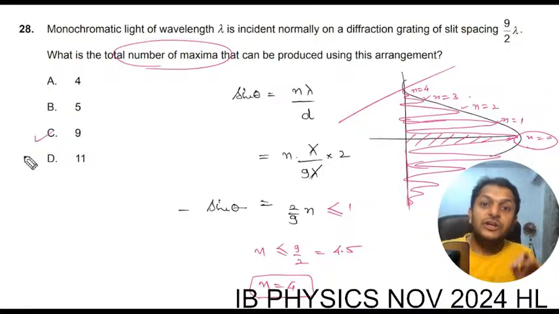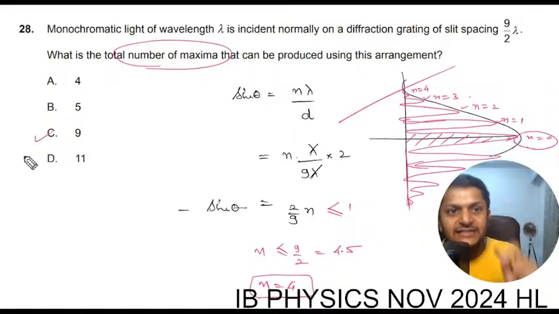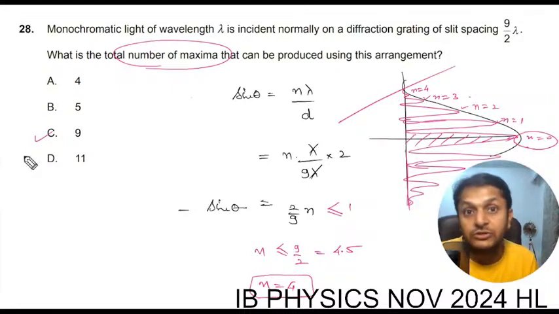This question cannot be done in any other method. You have to use this exact method. This kind of questions, they were important for the old syllabus. They are important for the new syllabus also. So this is a very important information.